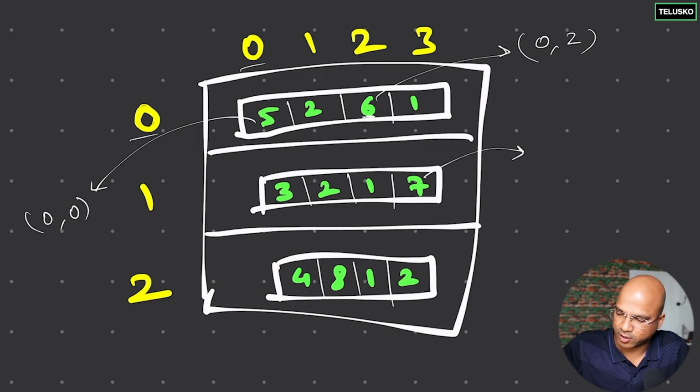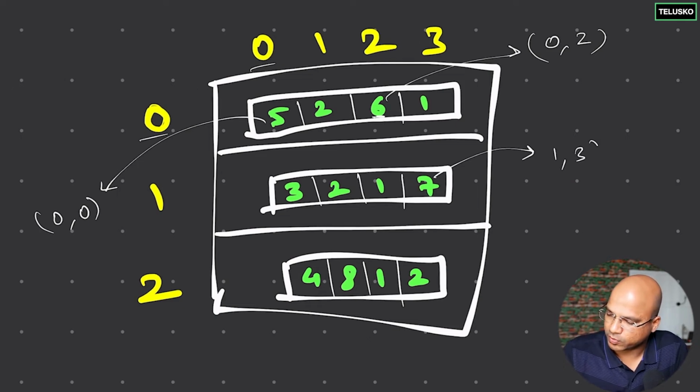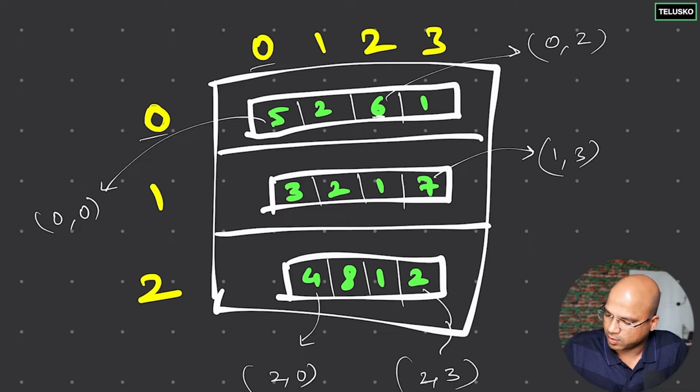In your mind, if you can think about this, this will be 1, 3. And if I want to represent this 4 here, this will be 2, 0. This 2 would be 2, 3. Okay, that's how you represent the values here. Quite simple, right? So let's try to create this in code now.